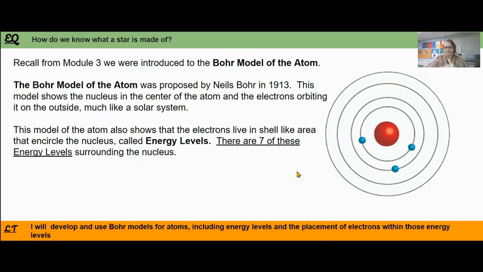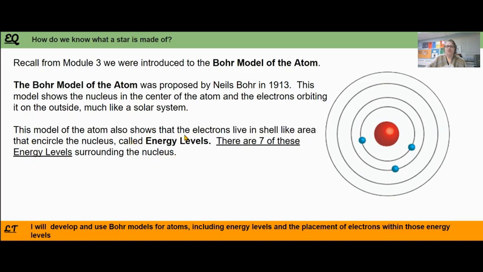Recall from module 3 that we introduced the Bohr model of the atom, and it basically looked like the solar system. It was proposed by Niels Bohr in 1913, and his model shows the nucleus in the center of the atom and the electrons orbiting the outside. So the protons and neutrons are in this big red ball, and the electrons are on the outside, going around it in circles. It's similar to our solar system. So that was his model.